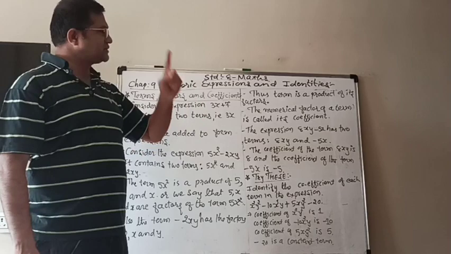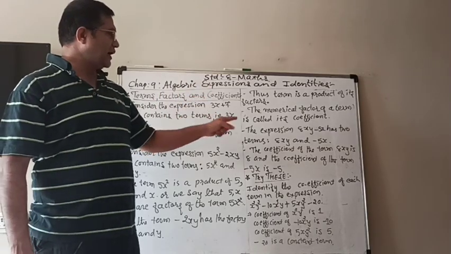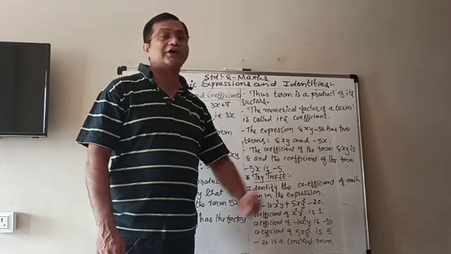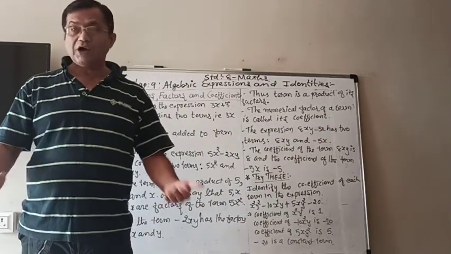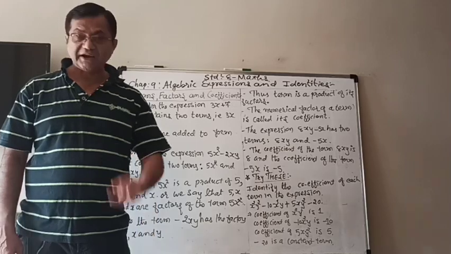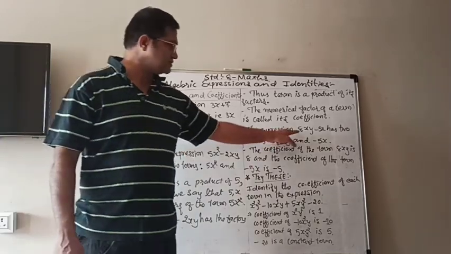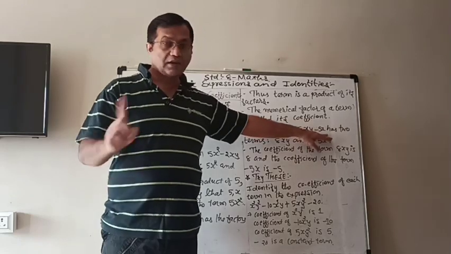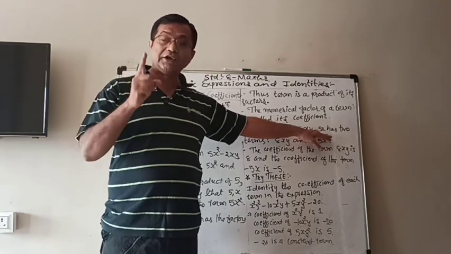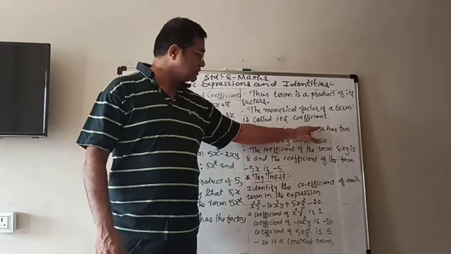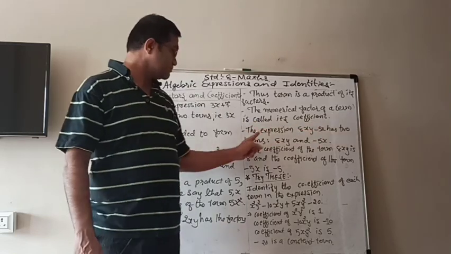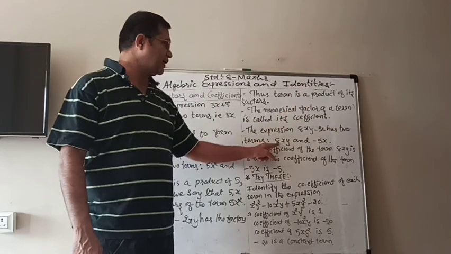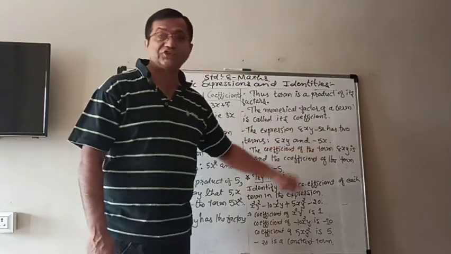Let us understand with an example. Here I took the expression 8xy minus 5x. How many terms are there? There are two terms. The first term is 8xy and the second is minus 5x. Remember I told you, not 5x, because there is a minus sign. So the expression 8xy minus 5x has two terms, 8xy and minus 5x.